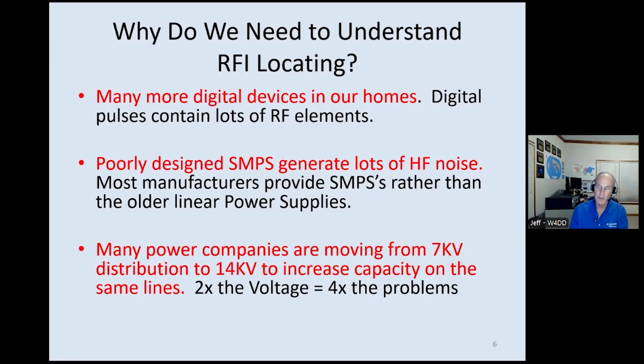And the third thing, many power companies are moving from the 7 kV distribution lines to the 14 kV. That happened to me about 10 years ago. Twice the voltage, I find, is about 4 times the problems. So you see a lot more PLN problems when they move over to the 14 kV lines.